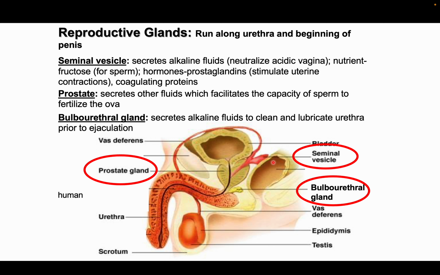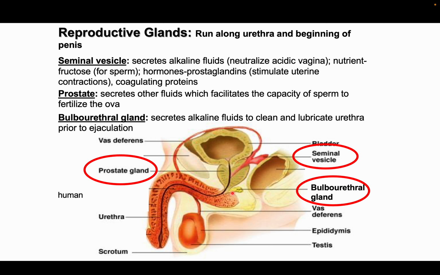So, this is the seminal vesicle gland right here. There's also another gland called the prostate gland, which sits underneath the bladder. The prostate gland also secretes important things like alkaline fluid as well, PSA fluid. All these things are going to help the sperm fertilize the egg.